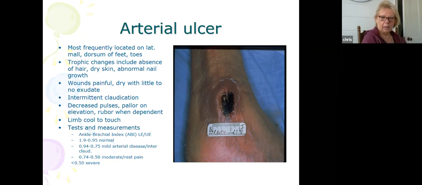Worse, right? I mean, it should get better when you sit down. These people have decreased pulses. Their leg is white when you elevate it and red when it's hanging down.